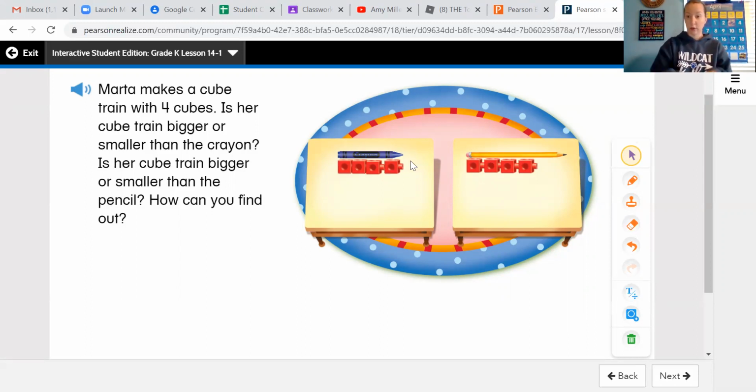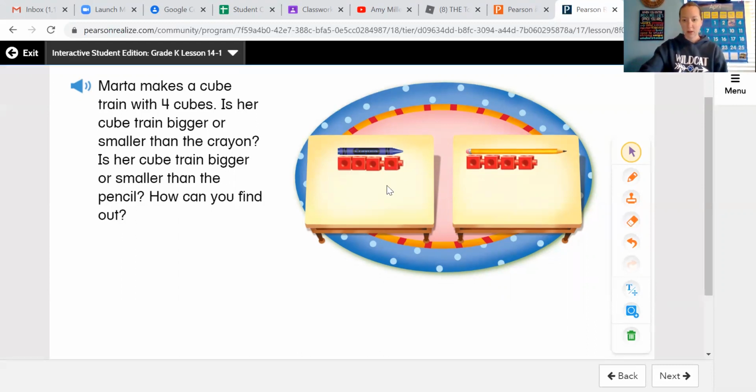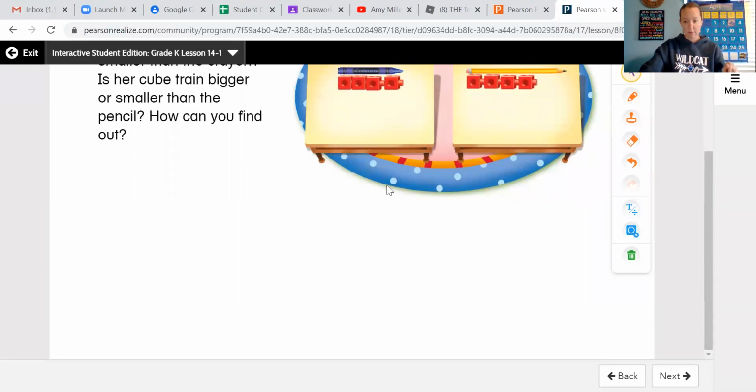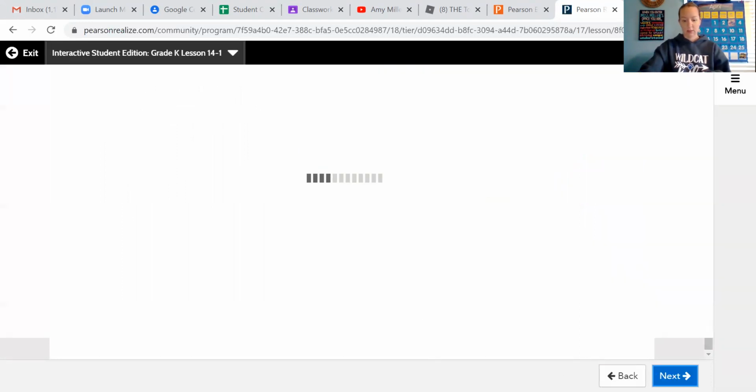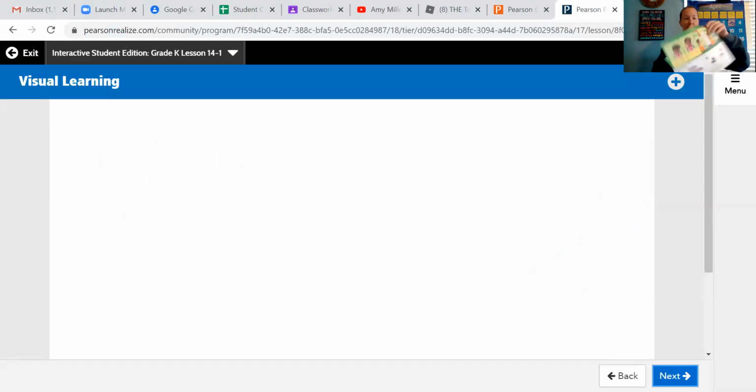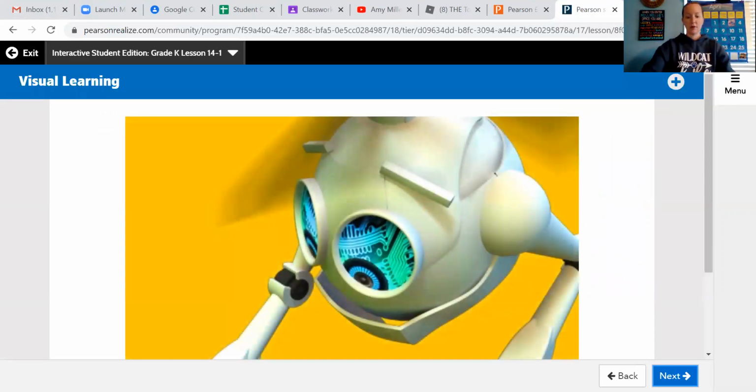All right, and if you want to do it on your own paper, like I said, you can use paper clips, pennies, or anything else that is the same length, and use 4 of them and find out which one is bigger or smaller. All right, good job, friends. Let's go ahead and flip your paper, the hard flip, and get ready for the video.